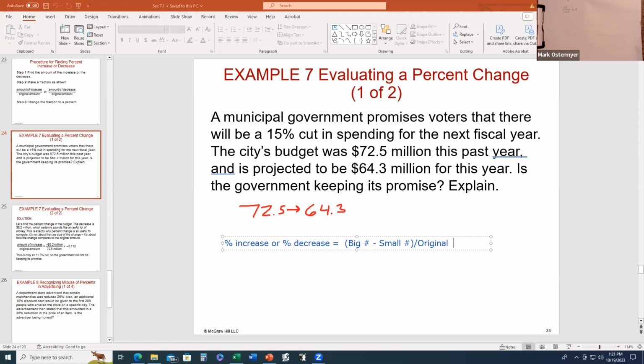And then you just multiply this by what? 100%. That will compute a percent increase or a percent decrease if you use that formula all the time. Easier to remember: big number minus small number divided by original number times 100%. So this is your original number times 100%.